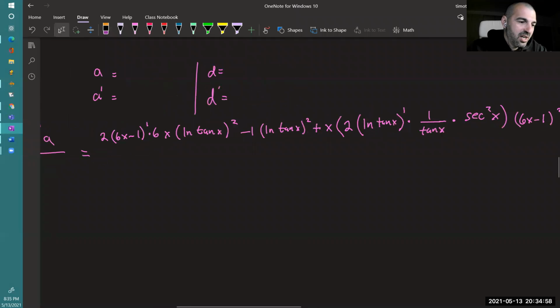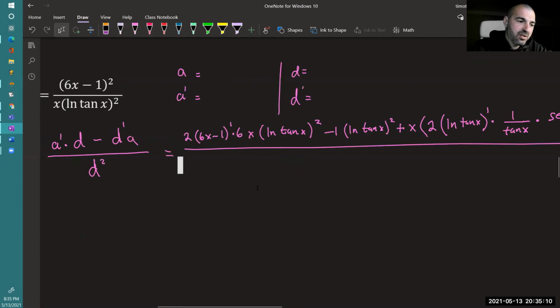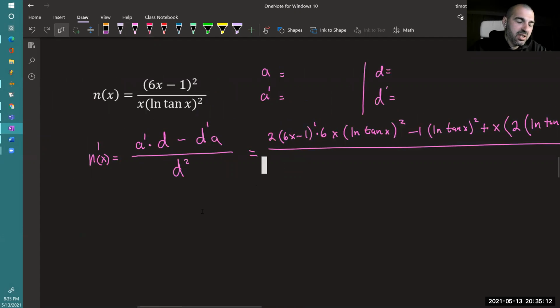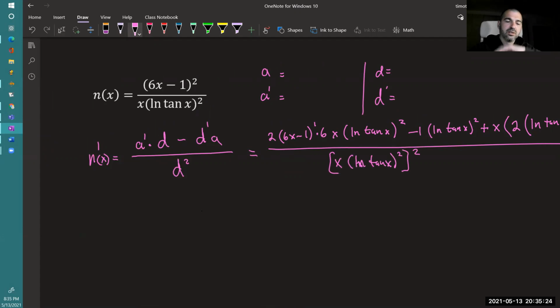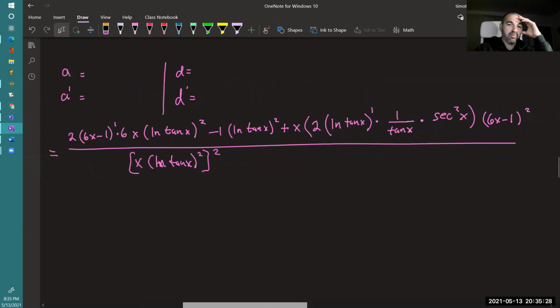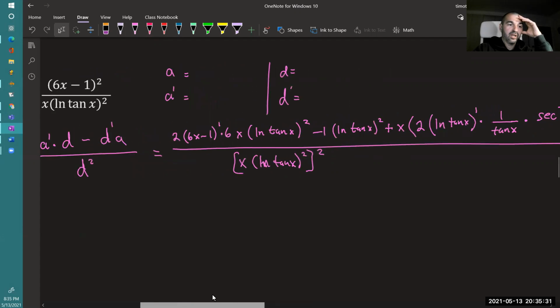So it's crazy. It's a prime d minus d prime a, all over d squared. Okay, so I'll make a big thing over d squared, and it's going to be this thing: x natural log of tan x squared, all of that squared. There's that one. It's a bit of a bear. I can't believe I put that on this thing, but there we have it.